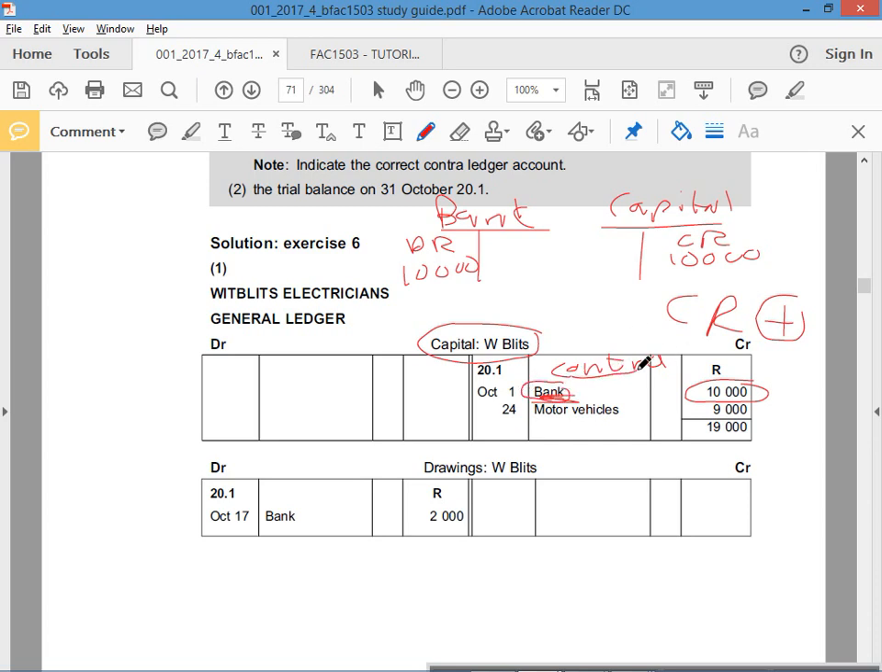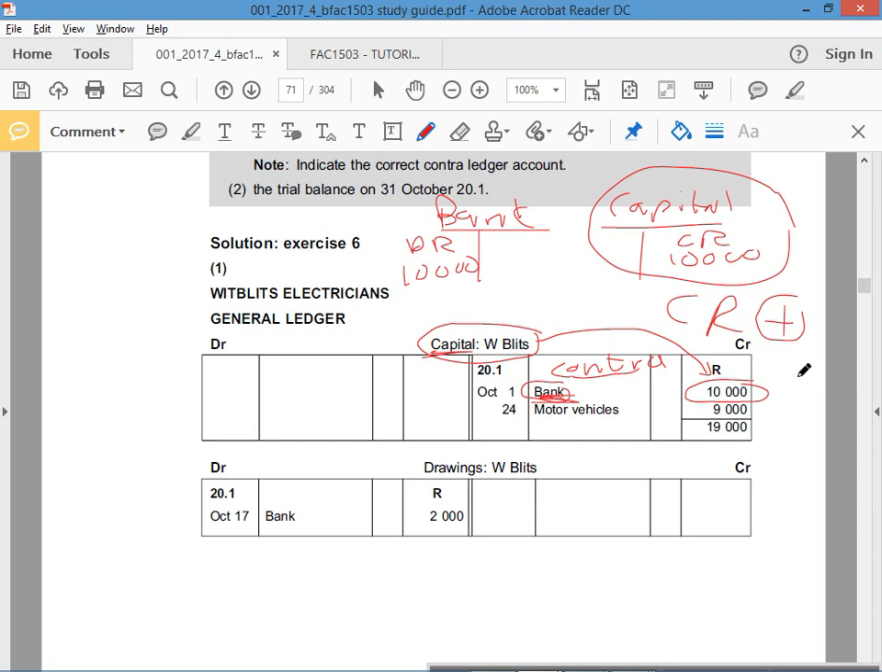The only thing different here is they use the contra account, and that's why I spoke about the contra account in that one slide with the T accounts. You just need to reference it. You never ever write capital in capital. You can't write bank in bank. So capital is referencing the bank, but capital is going up by 10,000.